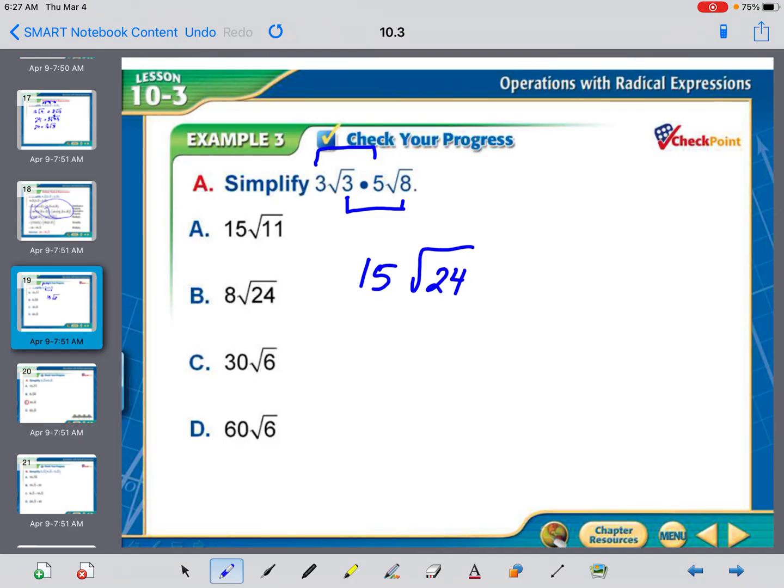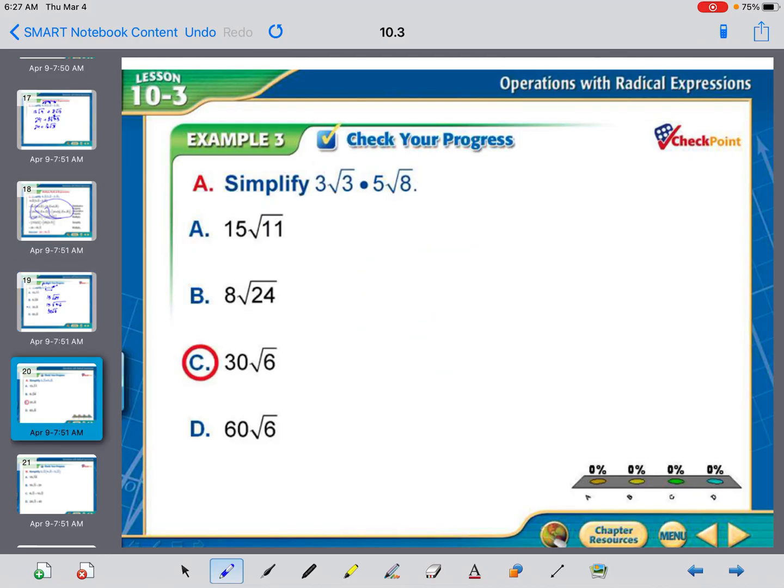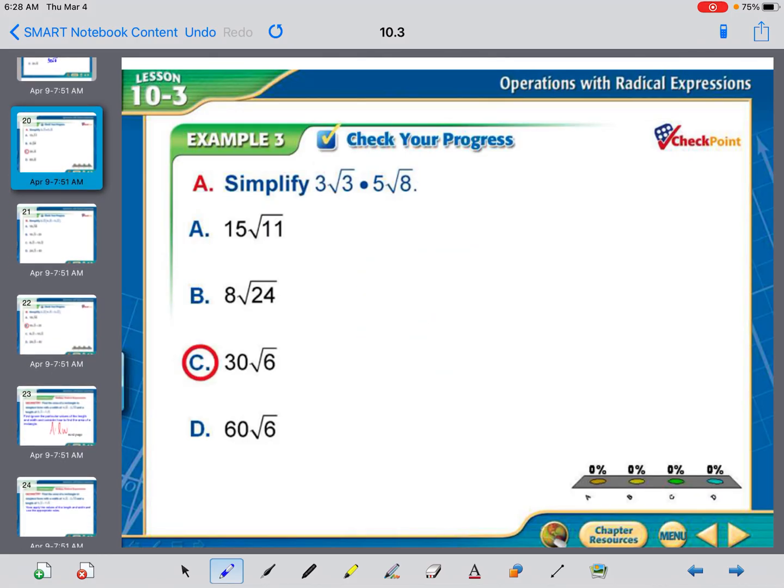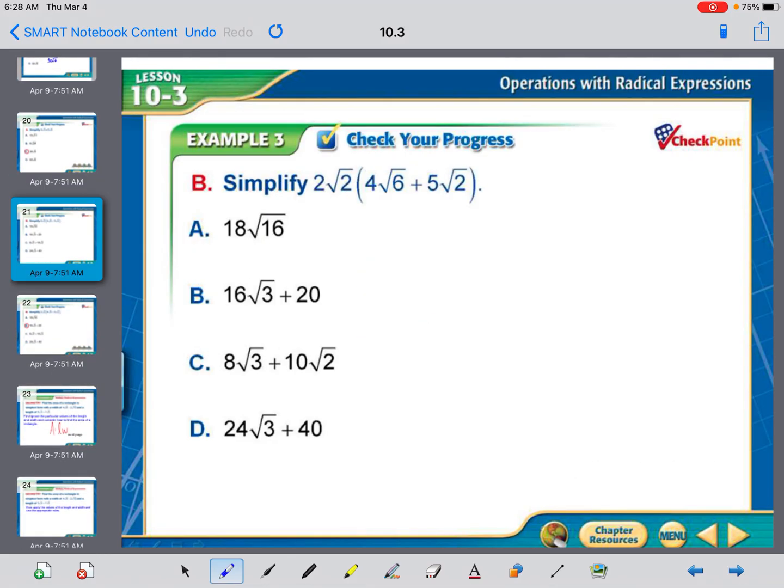Outside, 15. Inside, 24. And since 24 has a square hiding in it, which really the 8 did, I just chose not to deal with it in the beginning. And so the square root of 4 here is 2, makes that 30, and have the square root of 6, making the answer C. And that's kind of how these work. I mean, that's what we're doing here.